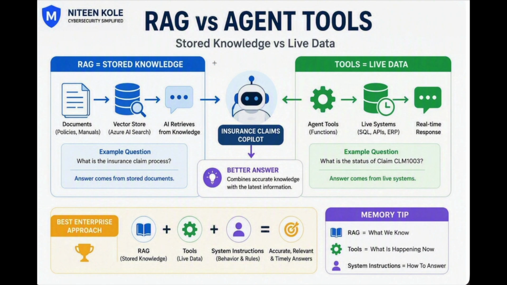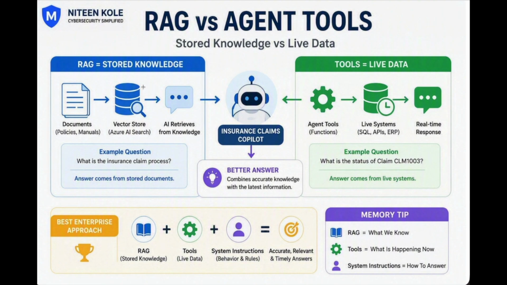Let's imagine we are building an insurance claims copilot. The assistant needs to answer different types of questions. Question 1: what is the insurance claim process? Question 2: what is the current status of claim XYZ? Both sound similar, but they require completely different solutions.